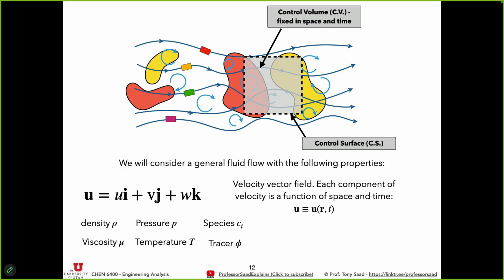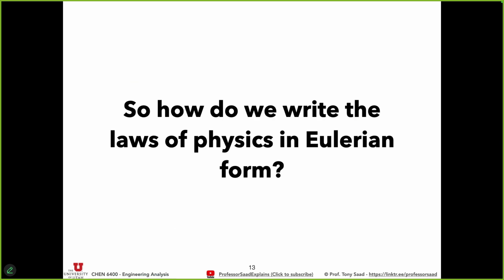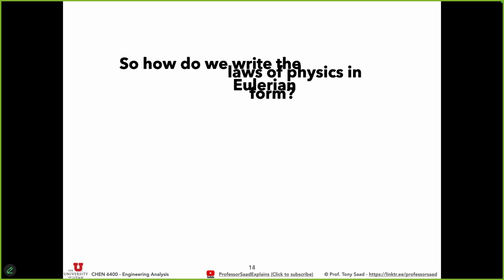Now, all of those quantities are fields. They change in space and in time, okay? So I'm not going to put parentheses and write x, y, z, comma, t, or r, t. You should assume that all of those quantities are functions of space and time. They change in space and in time, okay? All right, so now how do we write the laws of physics in Eulerian form?